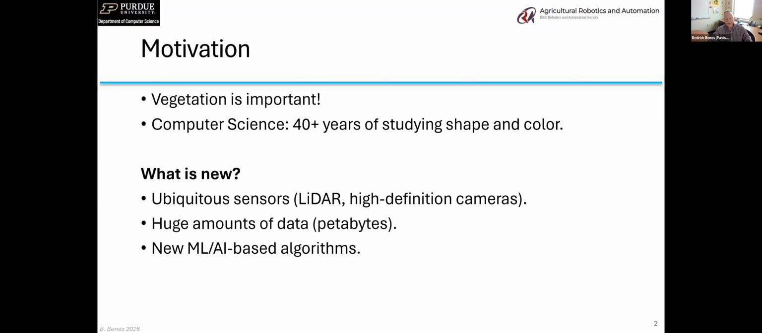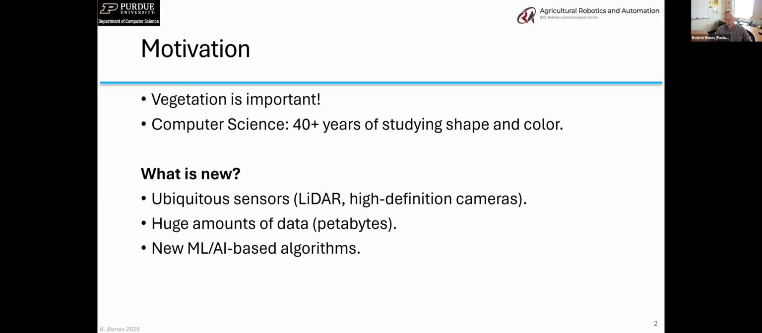Now, there are some things that are definitely new. So one really important new thing is that we have tons of new sensors. We have LiDAR, we have high definition cameras, we have depth cameras, we have infrared, we have near infrared, we have ultrasounds that can measure roots under the soil and so on. So this is definitely something that is new, that enables many new things that were not possible before.